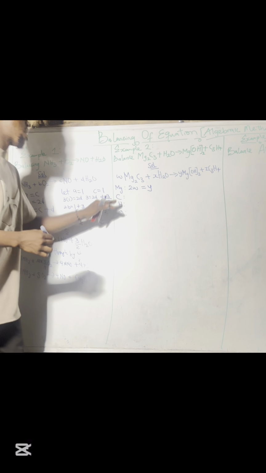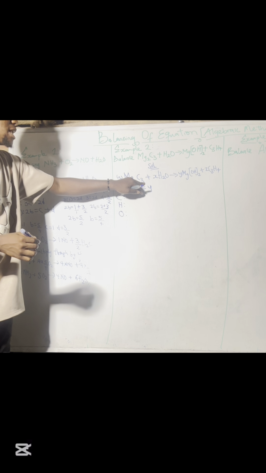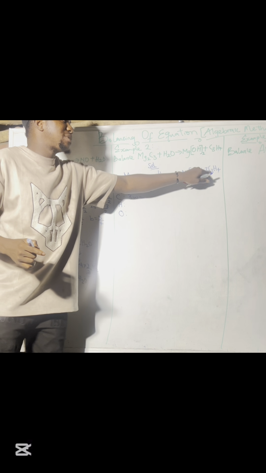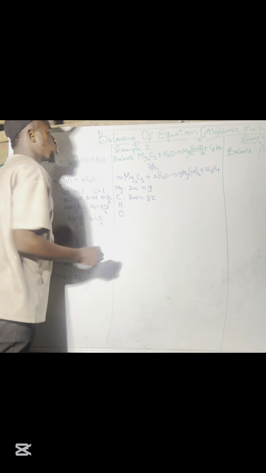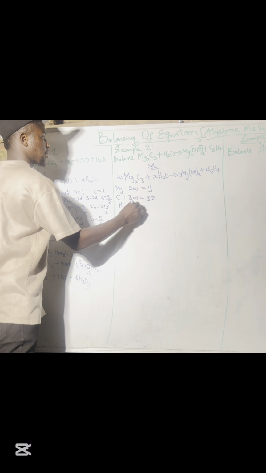Okay, for carbon, sorry. I have 3 carbon on the left hand side here, the coefficient is W, that is 3W. Going to the right hand side, I have 3 carbon here also, and the coefficient is Z, 3Z. Also, for hydrogen, I have 2 hydrogen here, the coefficient is X, that is 2X.